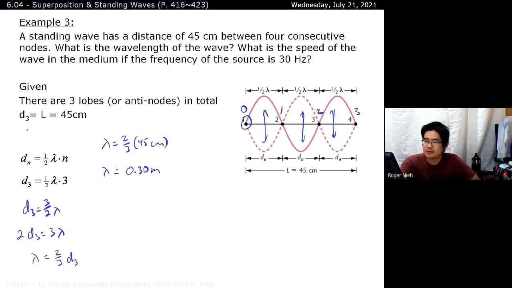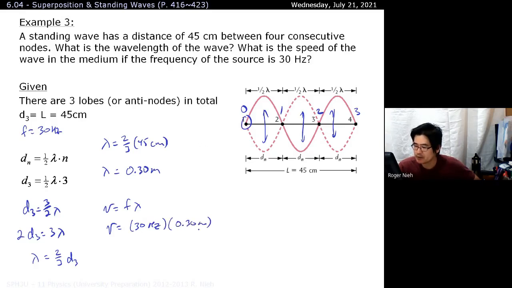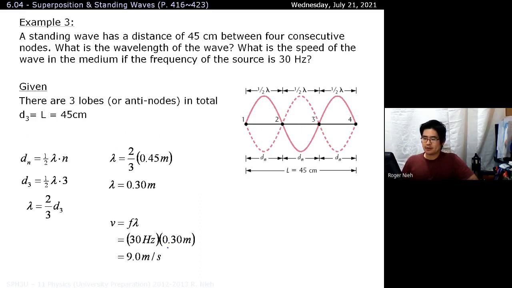Lastly, because the givens also give you the frequency is 30 hertz, you can now find the corresponding speed, because v is equal to f lambda. So speed is equal to the frequency of 30 hertz, or 30 per second, multiplied by 0.30 meters, and that's why your final answer will be measured in meters per second. This is all PowerPoint animated out, so there you go. There's the cleaned up version of the same problem.